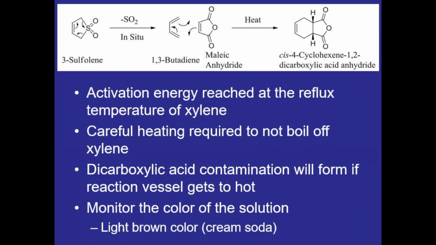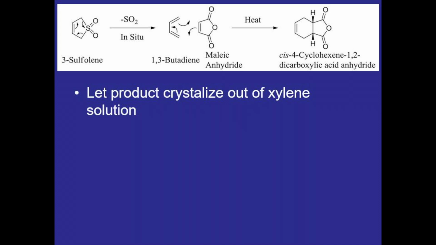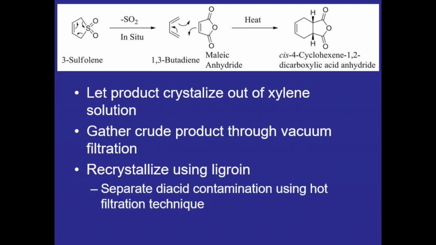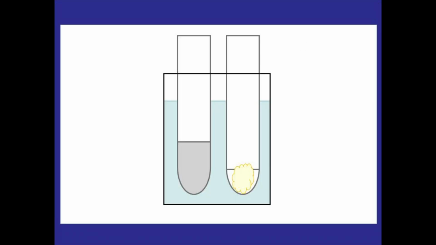Once the reaction is complete, we'll let the product crystallize out of the xylene solution, and we'll be adding some toluene to help with this process. And then we'll gather the crude product using vacuum filtration and recrystallize it using Ligroin. And this is where we can separate the diacid contamination, if it was present, using the hot filtration technique, which I'll show in a second. But the reason that it does work is because the diacid is not soluble in Ligroin, whereas the product is. Here I'll be showing some diagrams on how that technique works.